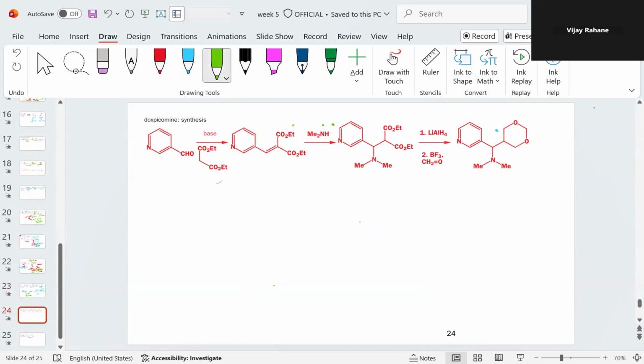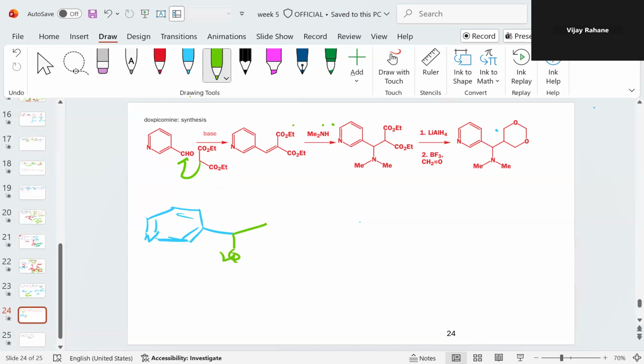Okay, and if you look at the linear synthesis, this is the aldehyde plus this diethyl malonate. Upon the reaction, such an intermediate forms. When this negative charge forms in the presence of base, it attacks on the aldehyde. So it gives the alcohol here, right?